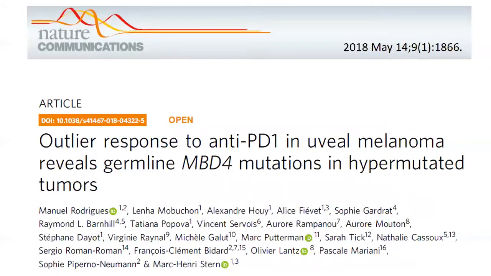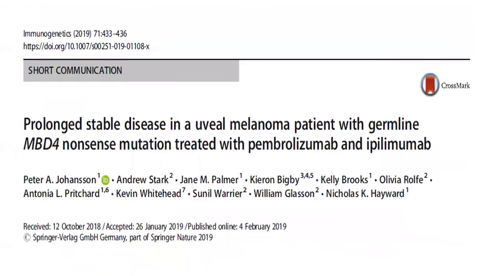So looking back to the MBD4 germline mutations, it was first shown 2 years ago by a group of Marc-Henri Stern that a uveal melanoma patient with a germline MBD4 mutation had a complete response to single-agent immunotherapy. The authors of that study speculated that this was due to the abnormally high tumor mutation burden in that patient's tumor, which was hypothesized to create lots of novel neoepitopes, that is antigens, that could be recognized by the patient's immune system, which would then kill the tumor cells.